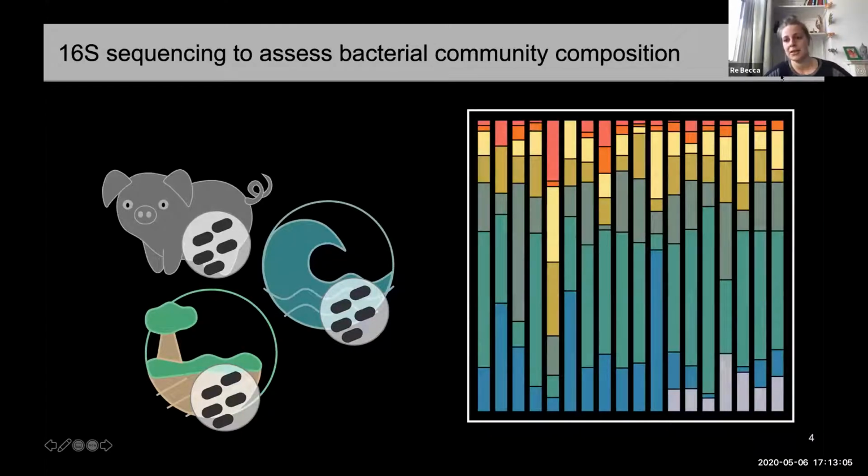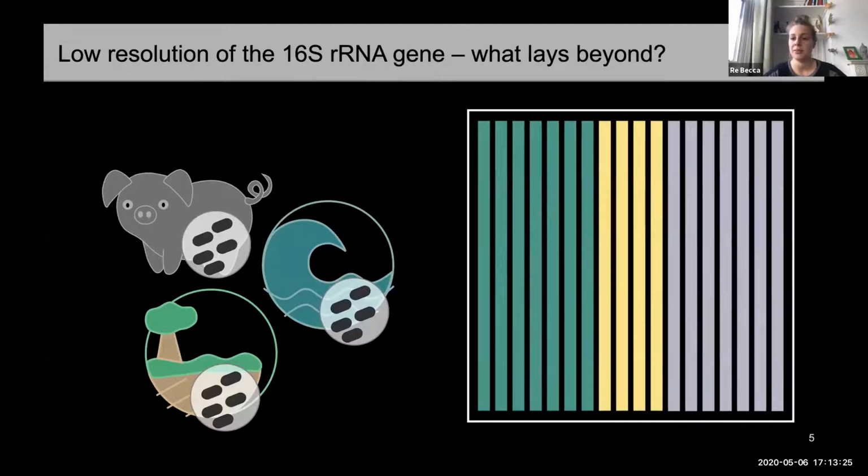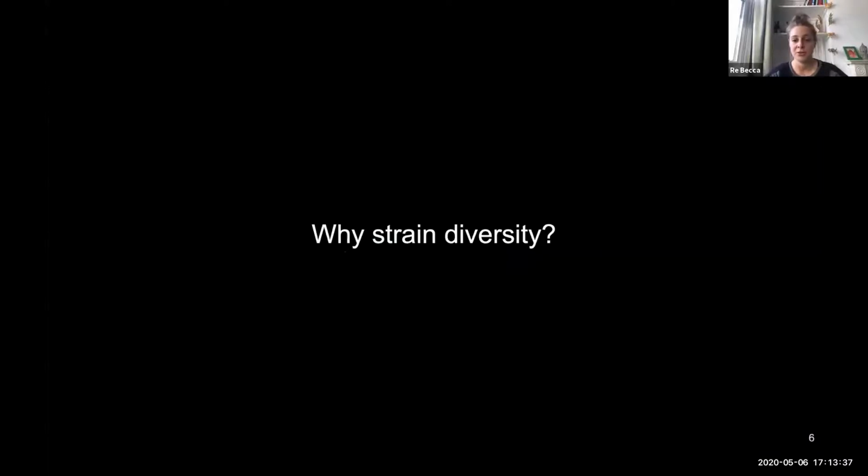Traditionally or typically, the first thing in a new environment, such as a human gut microbiome, for example, would be that you do 16S rRNA sequencing, and you get one of these bar plot profiles here that basically show you the community composition and maybe abundances of the different members of the community. However, it gets really tricky if the 16S rRNA sequence doesn't provide the resolution that we really need in order to understand the community that we are trying to understand. And this is where strain diversity comes in.